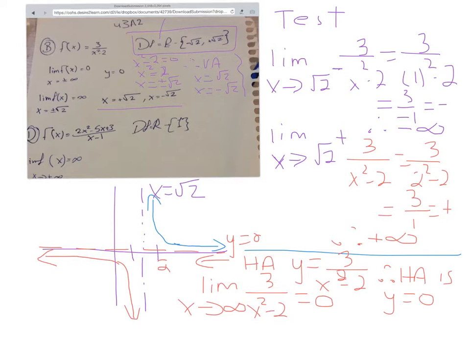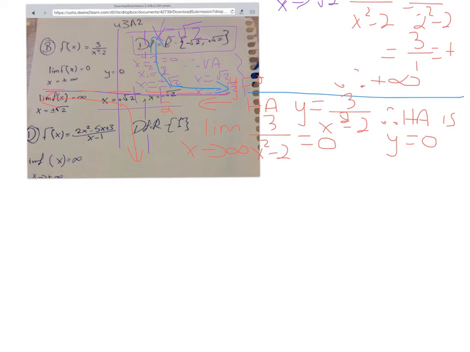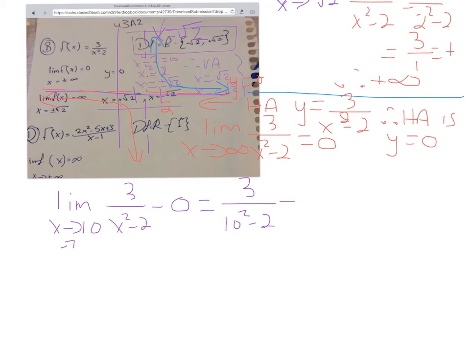The way that you test this is you're going to find the limit as x approaches positive 10 of 3 over x squared minus 2 minus the horizontal asymptote, which is 0. 10 is considered a really large value of x, and that's why we're using that as our testing value. So 3 over 10 squared minus 2 minus 0 equals 3 over 98.